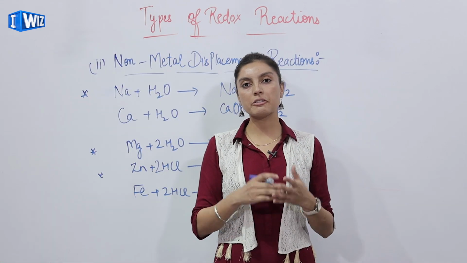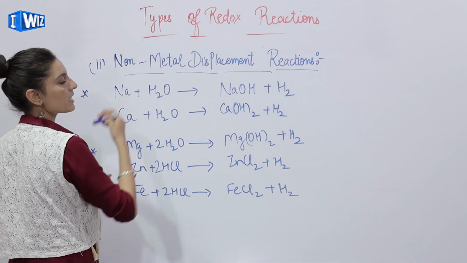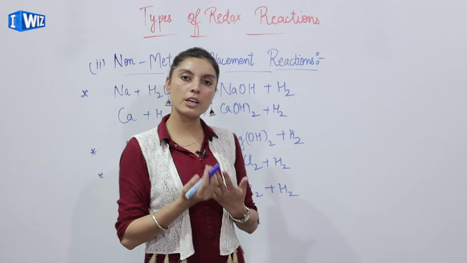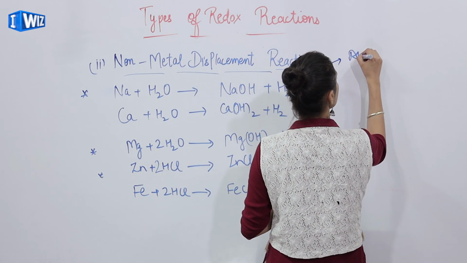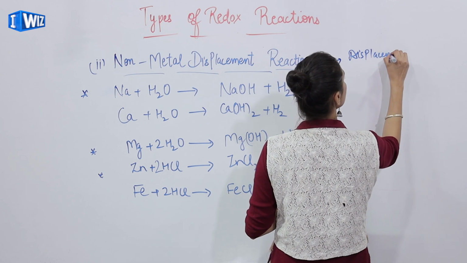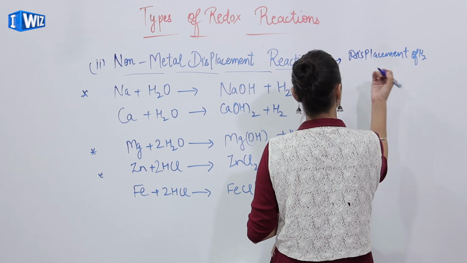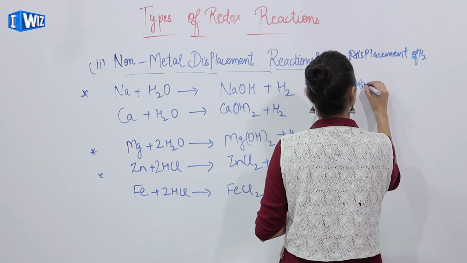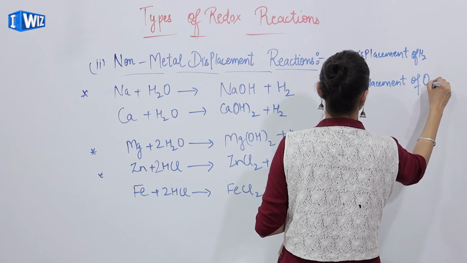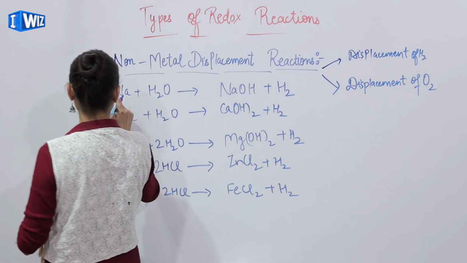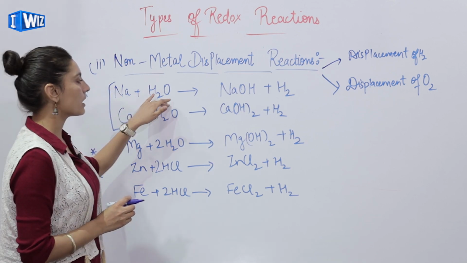So, in the category of the displacement reactions, we have the second type, which is the non-metal displacement reactions, displacement of any non-metal. First of all, there are two categories further, the displacement of hydrogen, dihydrogen we could say, from the reactions, and secondly the rarely occurring reactions which involve the displacement of oxygen.